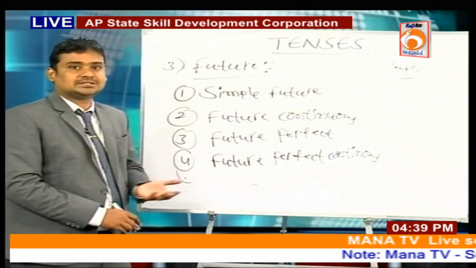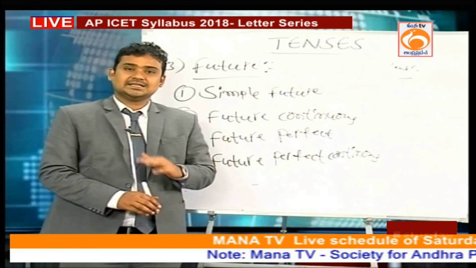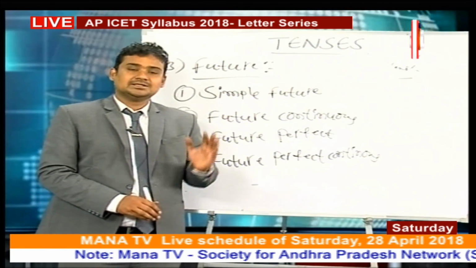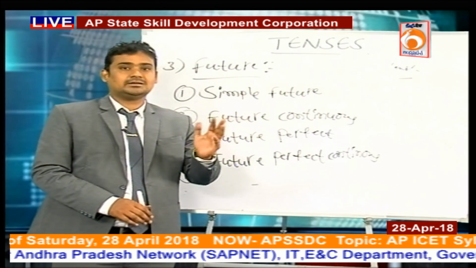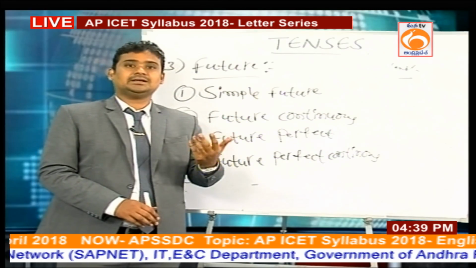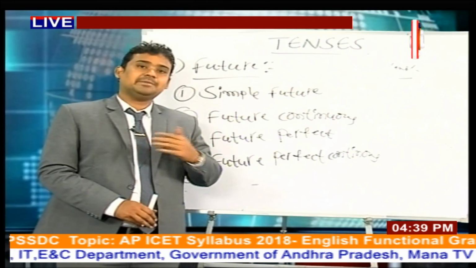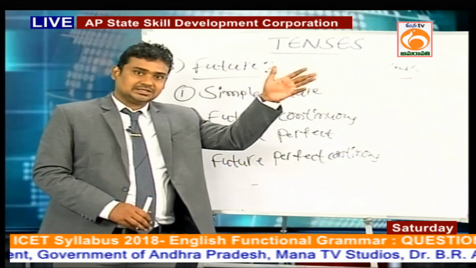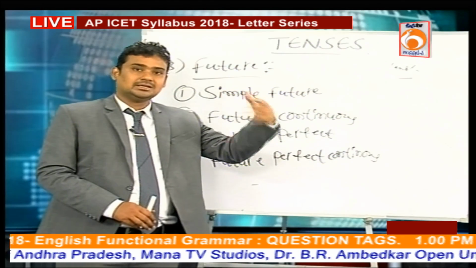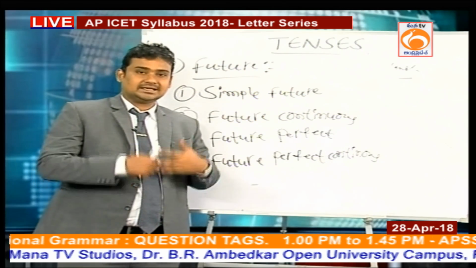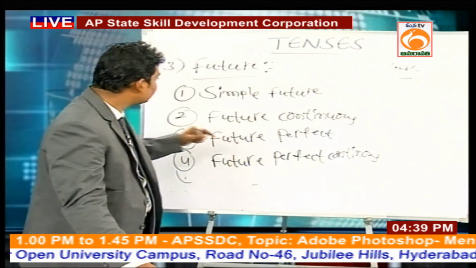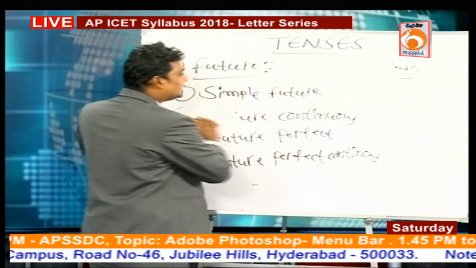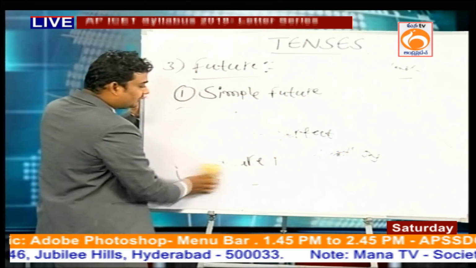What is future tense? The future tense denotes an action or event that will happen, or will be happening, or will have happened, or will have been happening sometime in the future. This type of sentence we consider as future sentences.